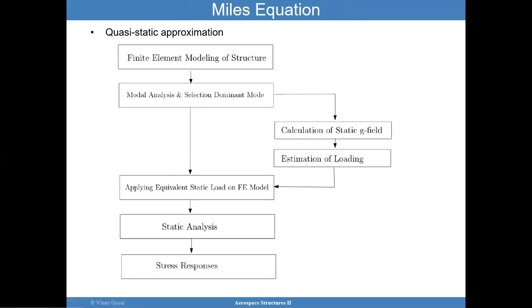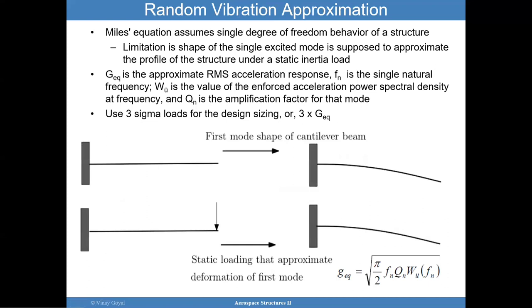I also want to discuss really quickly that quasi-static approximation can also be performed using the Miles equation when you're analyzing random vibration problems. First, you will have the finite element model of the structure. Then you will calculate the modal analysis, extract the mode shapes and frequencies. You want to then select the dominant mode shapes and then determine what static G loading I can apply. Estimate that load, apply it to the model statically, and then calculate the stress response of that structure. I want to quickly illustrate that with a cantilever beam.